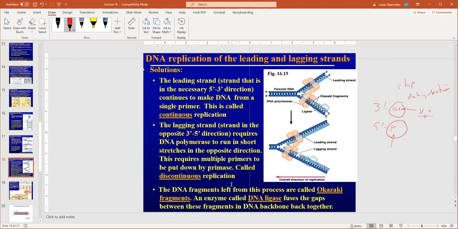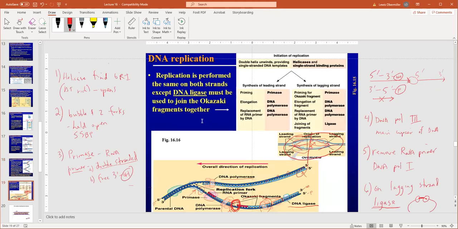Discontinuous is the one with Okazaki fragments, so make sure you know continuous replication, discontinuous, the definition of that, Okazaki fragments, and then DNA ligase. Make sure you know all that. You should know this table, right? Priming is done by primase for both leading and lagging strand. Elongation is done by polymerase 3, replacement of the primer is done by polymerase 1, and then joining of fragments is done by ligase. Remember, helicase and single-stranded binding proteins unwind the helix for both and keep it open.